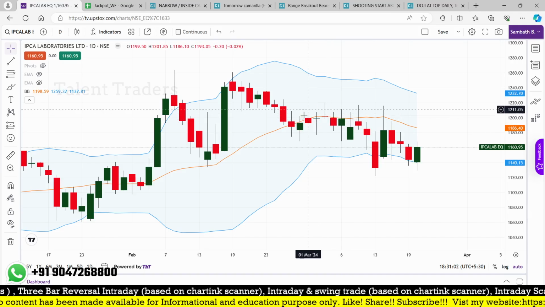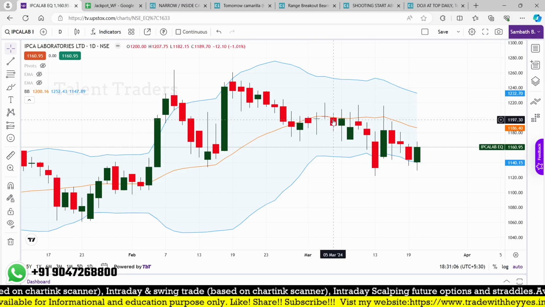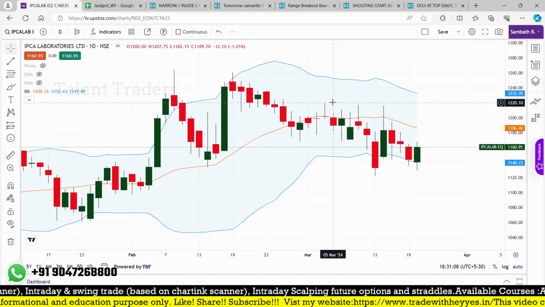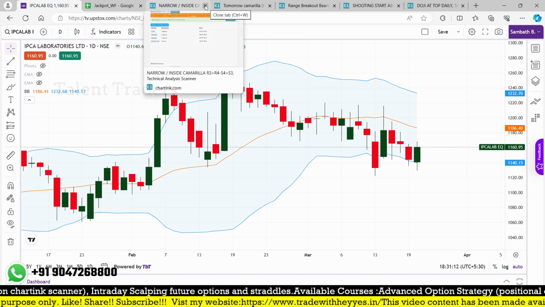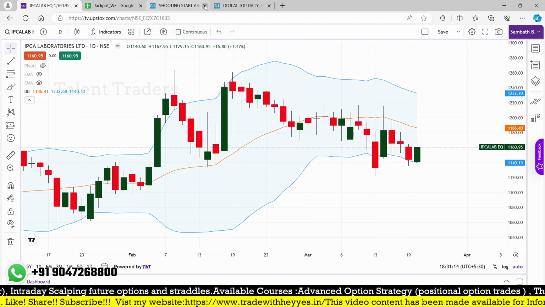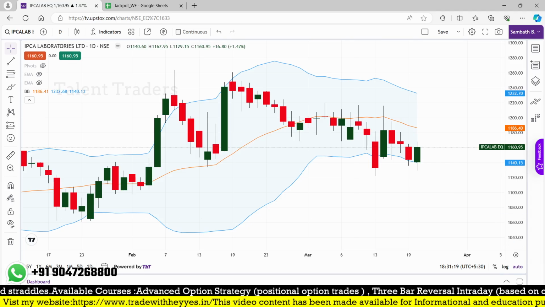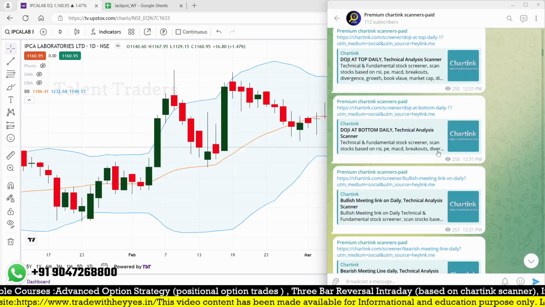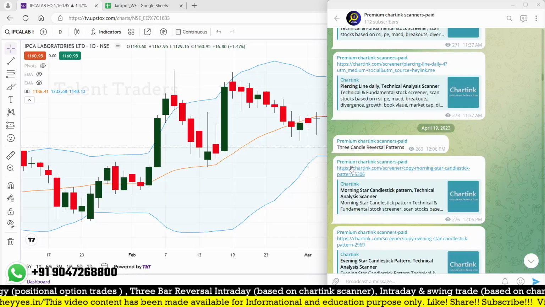Here is the doji that we are looking for a monthly high. Here it is forming, and the low is the stop and the high is our entry point. There are a lot of scanners available in our premium group, where you will find many scanners and screeners. You will find the right one for you based on your trading style.